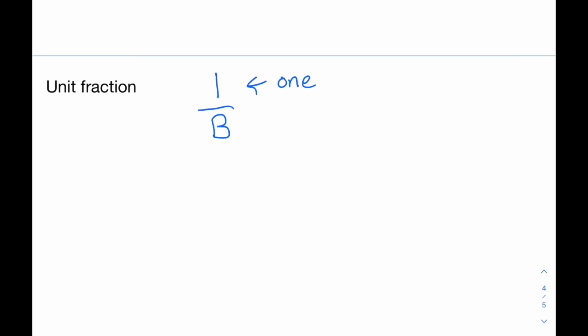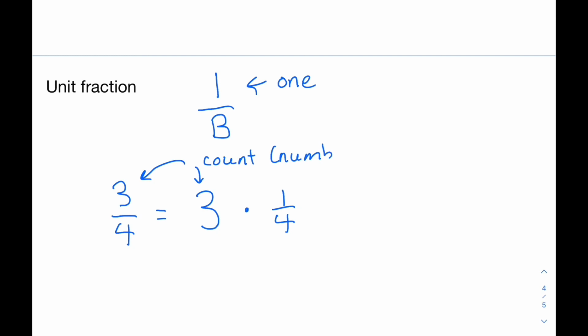Unit fractions always have the number 1 in the numerator. They're very helpful in terms of understanding fractions that don't have 1 in the numerator. If we look at 3/4, we can think of this as 3 parts, each worth 1/4 of the whole. So the 3 in the numerator is the count, or the number, and the 4 in the denominator describes the partition of the whole.